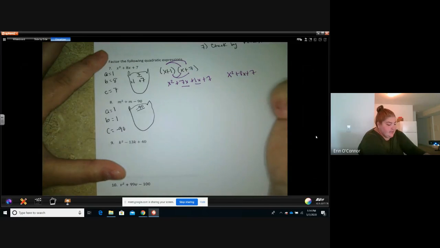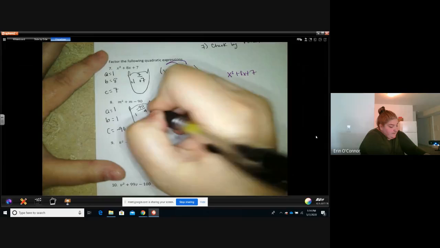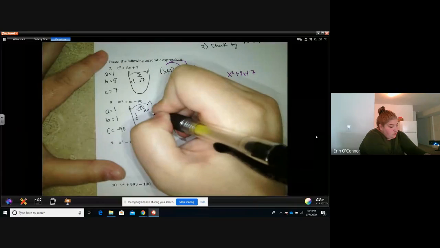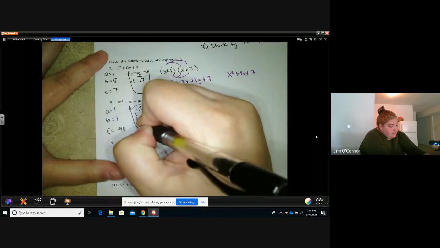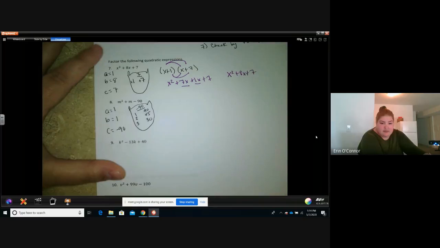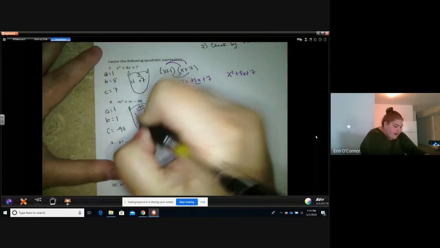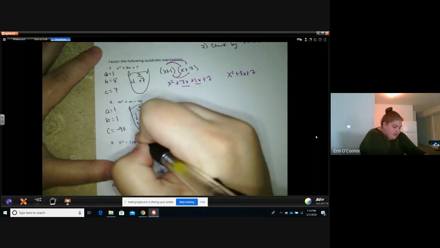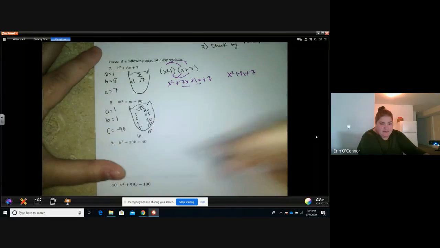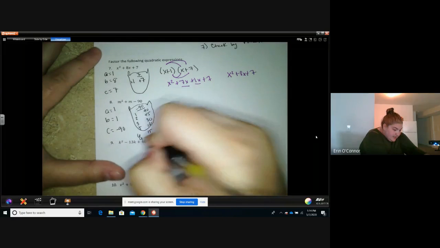Factors of 90 are 1 and 90, 2 and 45, 3 and 30. And sometimes you might run out of room, and that's perfectly fine. 4 doesn't go into it. 5 and 18, 6 and 15, as you can see, I just keep going. And then 9 and 10.